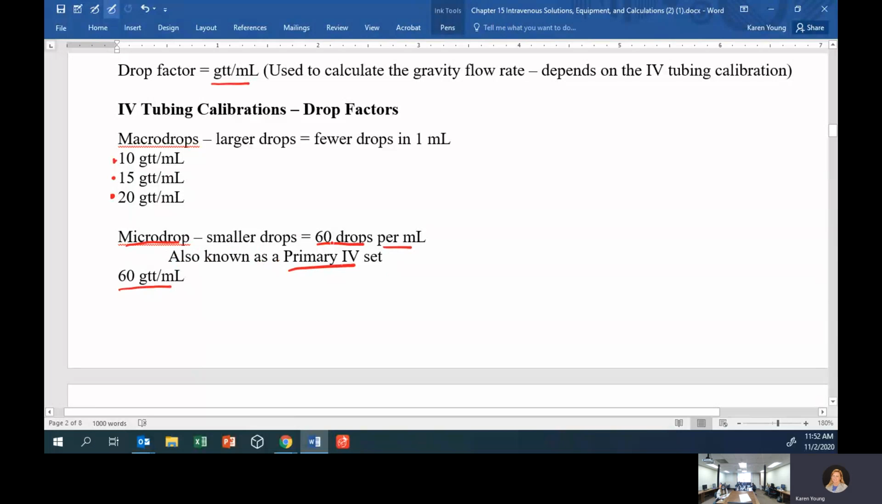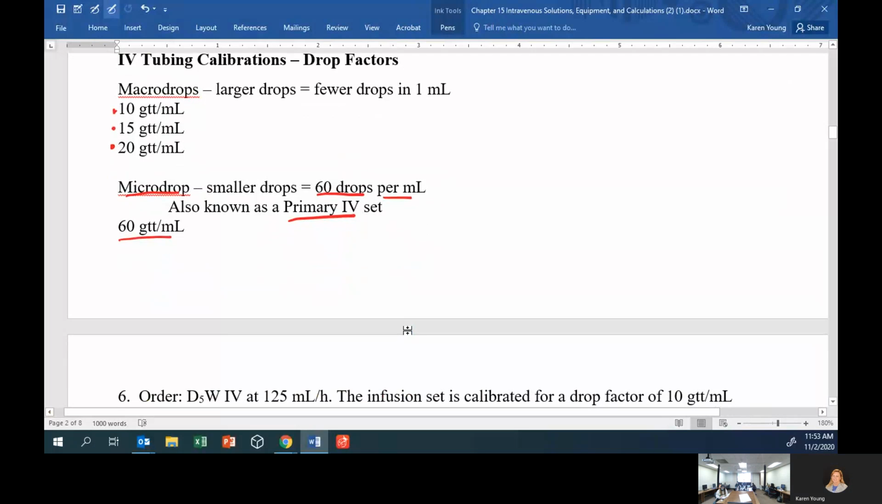And for these problems, you will always be told what your drop factor is, except I've got one where I forgot to put it on there. In real life, your order should have your drop factor in there. But you will be sent a package of tubing when you've got IVs, and it'll have your drop factor on it. It'll say drop factor 10 drops per milliliter, or a primary IV set, or 60 drops per milliliter.